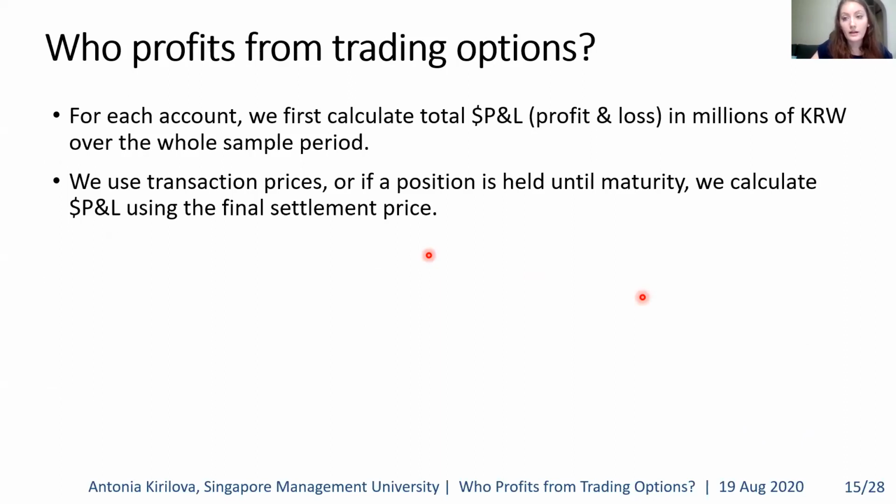And we start by using the transactions records to calculate a profit and loss for each account in dollar terms, or in this case, in millions of Korean won, over the whole sample period. And we use the transaction prices to calculate profits. Or if a position is held until maturity, we calculate the profit using the final settlement price.